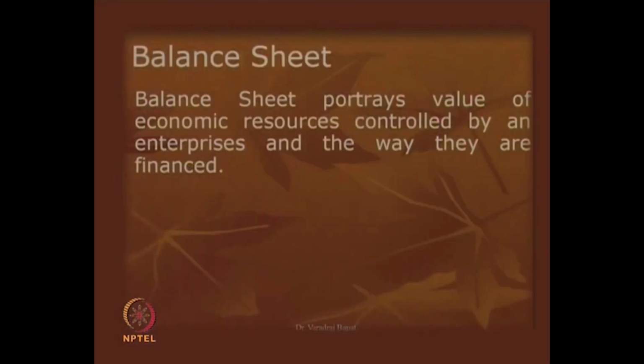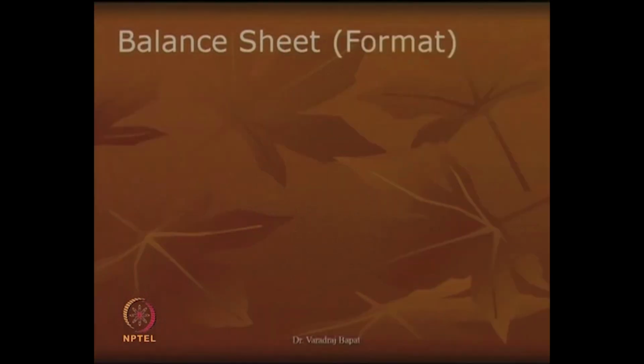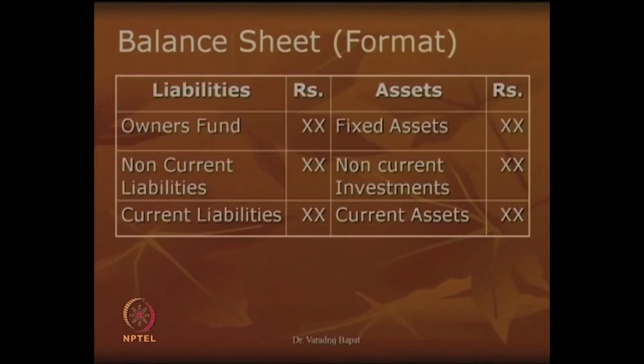So to gauge how the business is doing, we should know what resources are available with the business and what the payables of the business are. That you can see in the balance sheet. It is a statement of financial position which summarizes the assets, liabilities and the owner's equity at a specific date.